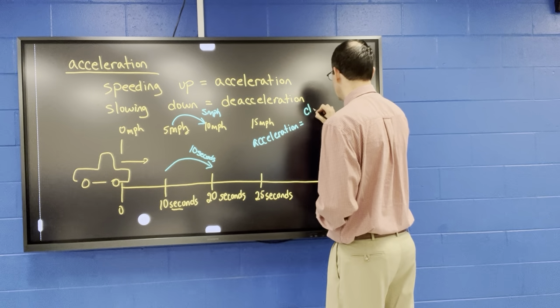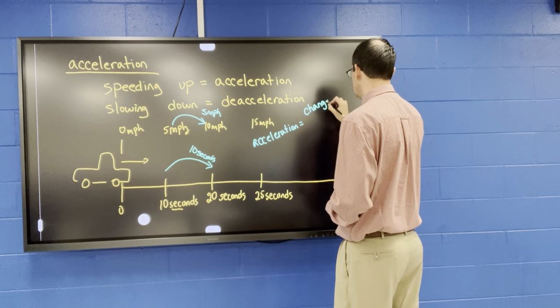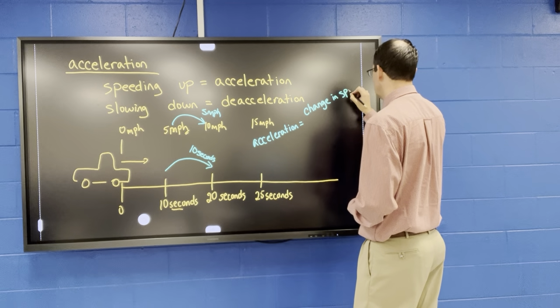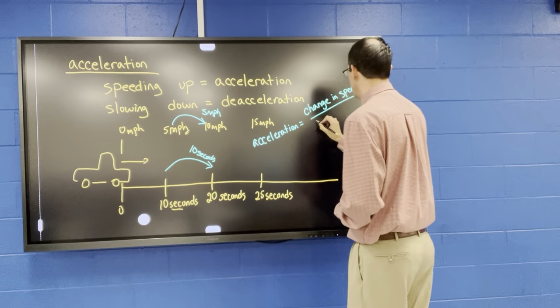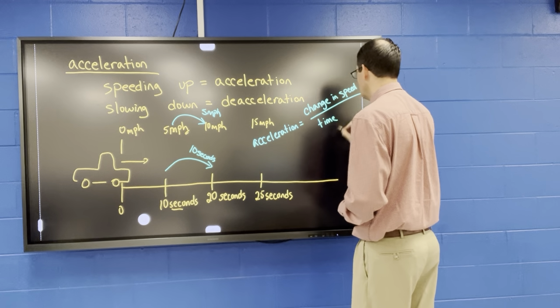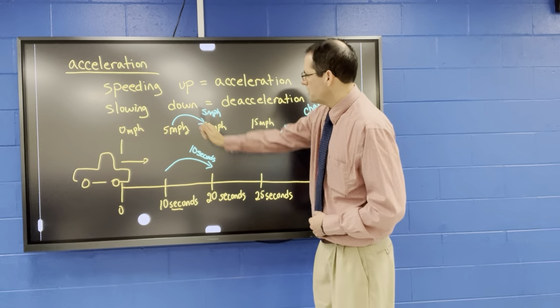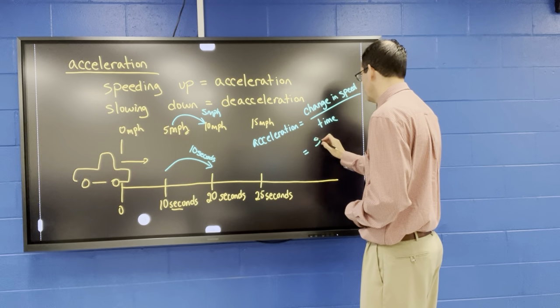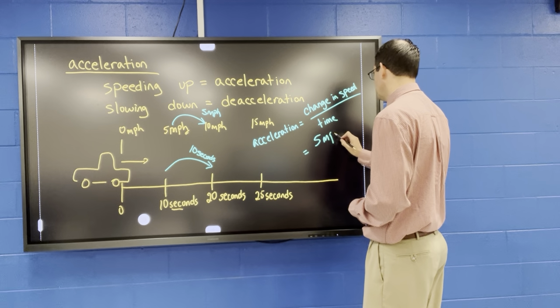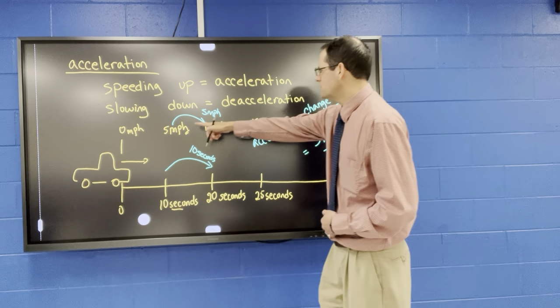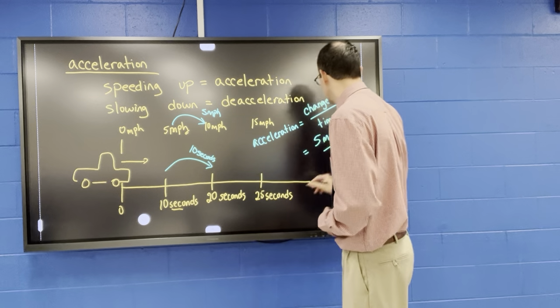Okay, so this is the change in speed divided by time. We've got 10 miles per hour minus 5 miles per hour, which is 5 miles per hour as our change in speed, and that change in speed is happening over every 10 seconds.